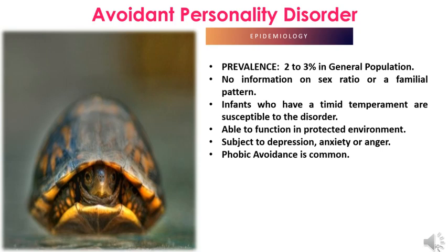Some marry, have children, and live their lives surrounded only by family members. If their support system fails, however, they are subject to depression, anxiety, and anger. Phobic avoidance is common, and patients with the disorder may give histories of social phobia or incur social phobia in the course of their illness.